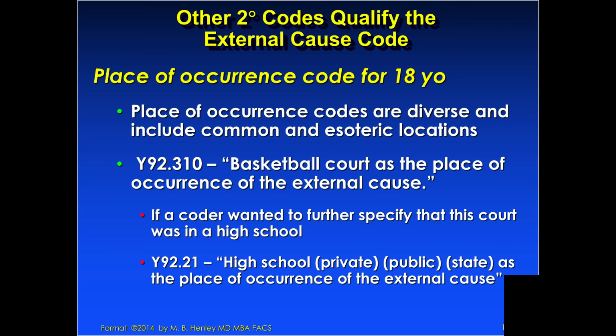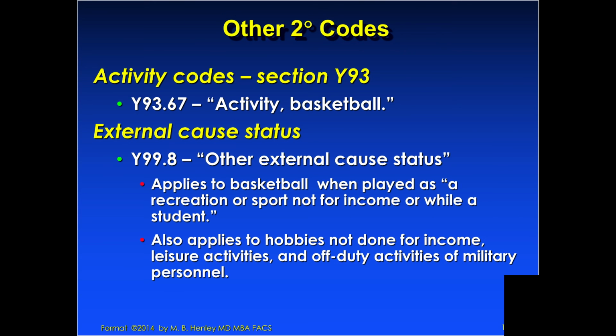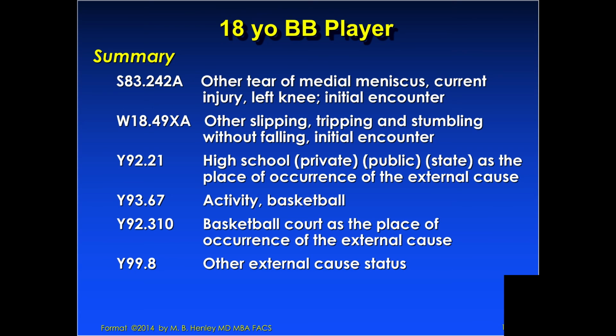Place of occurrence. These are diverse, but basketball court is the place of occurrence, and has a code. If you want to specify further, there's another code for a high school, whether it's private, public, or a state, as a place of occurrence for the external cause. And the activity engaged in was basketball, and the external cause status, because he's doing this for recreation, not for income, is Y99.8. So for this one medial meniscus injury, you really should report up to 6 codes to specify it. This will prevent claim denials, but this is how your documentation should ideally be if you're taking a full history.